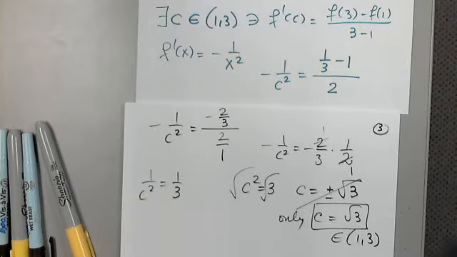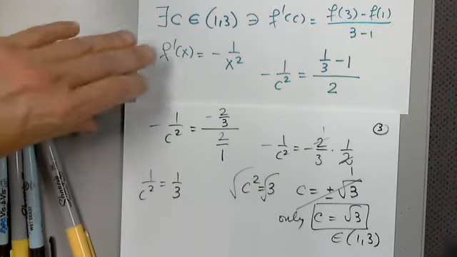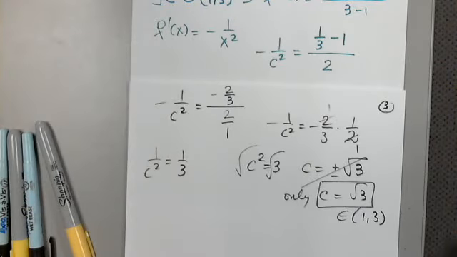And this is the x value guaranteed, where f prime of c equals f of b minus f of a over b minus a, by the mean value theorem. Any questions? Is this okay?